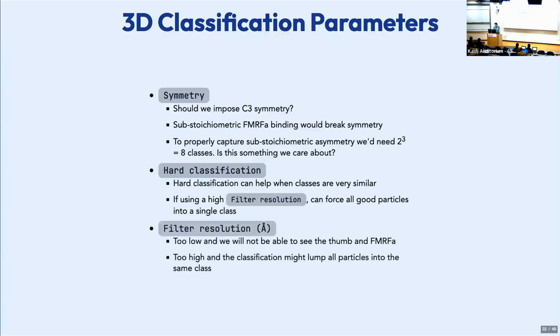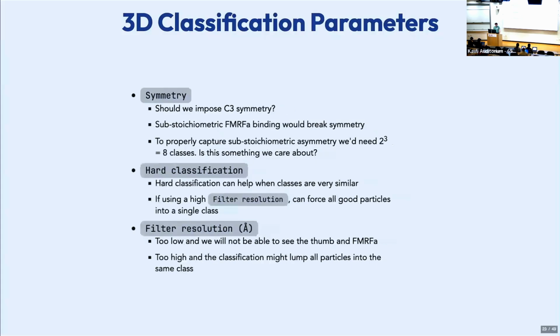The last thing to think about, speaking of filter resolution, is what filter resolution should we choose, right? If we go too low, we may not be able to see the thumb and FMRFA, whether they're there or not. We're talking about a movement on the scale of a few angstroms. If we go too high, we might have that problem we saw yesterday, where all the particles end up in a good class, and then there's this really small bad class. So basically, the job doesn't do anything.